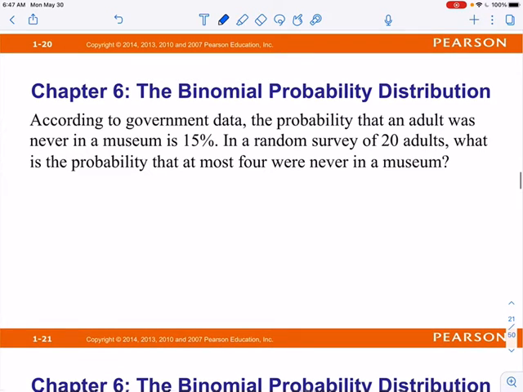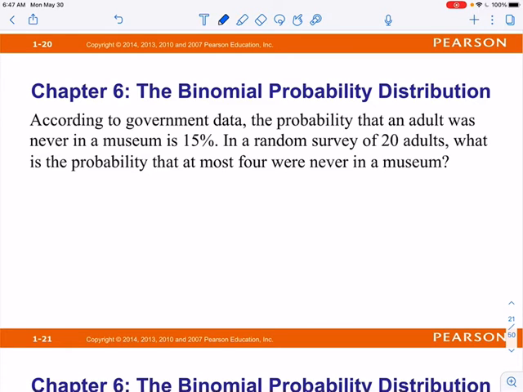Okay, next one. According to the government data, the probability that an adult was never in a museum is 15%. In a random survey of 20 adults, what is the probability that at most 4 were never in a museum? Okay, so we want at most 4. So that would mean that we want 4, 3, 2, 1, or 0.